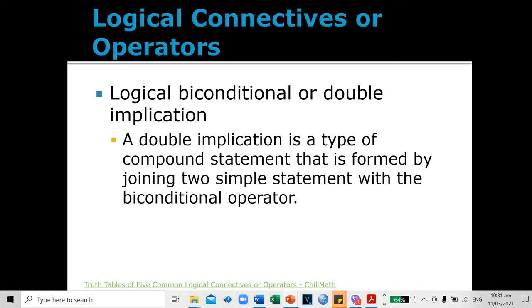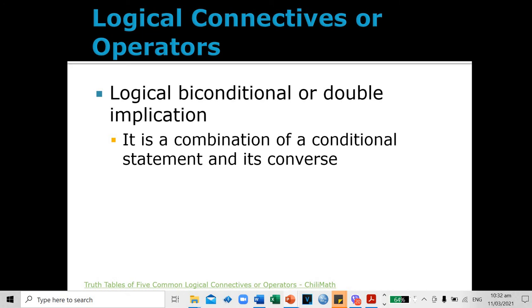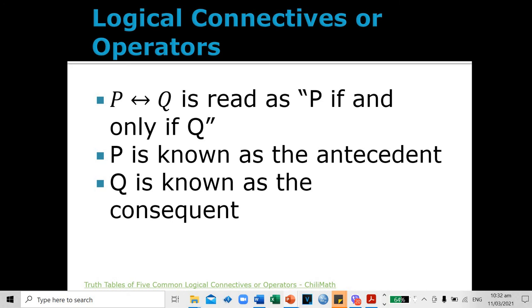So the next, this is the fifth, logical biconditional or double implication. A double implication is a type of compound statement that's formed by joining two simple statements with the biconditional operator. So it is a combination of a conditional statement and its converse. The symbol being used here is a two-headed arrow, and we read this as P if and only if Q. P is also known as the antecedent, and Q is known as the consequent.